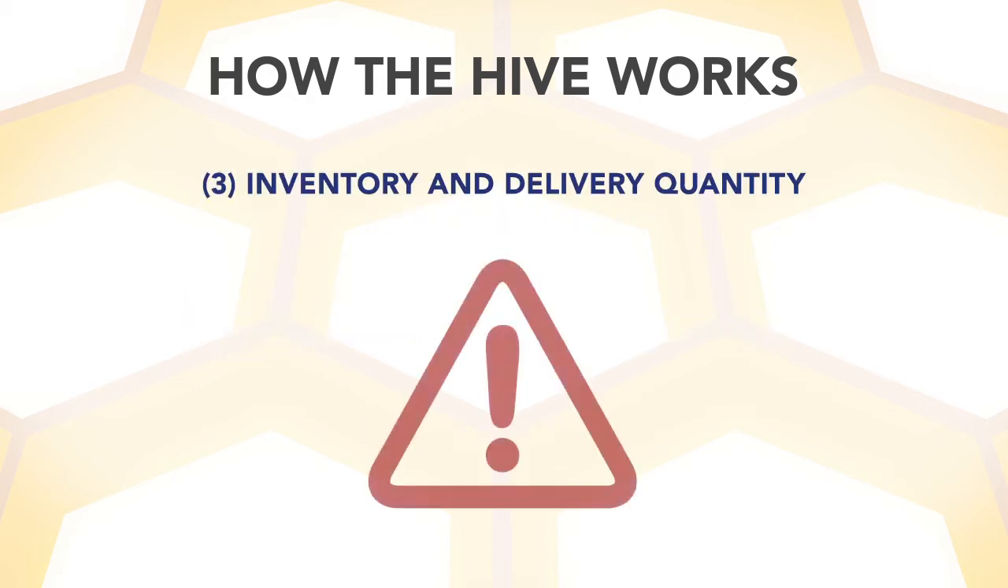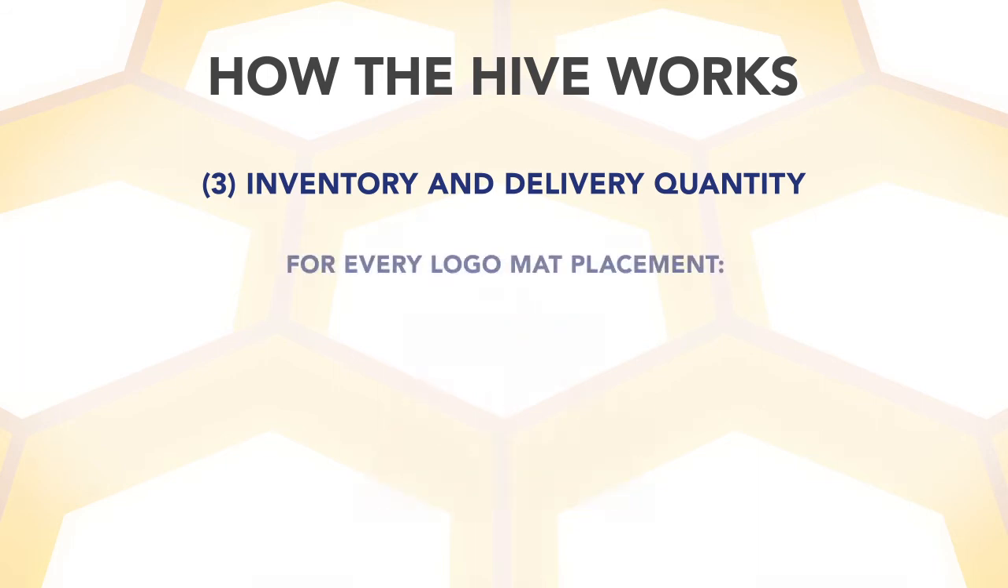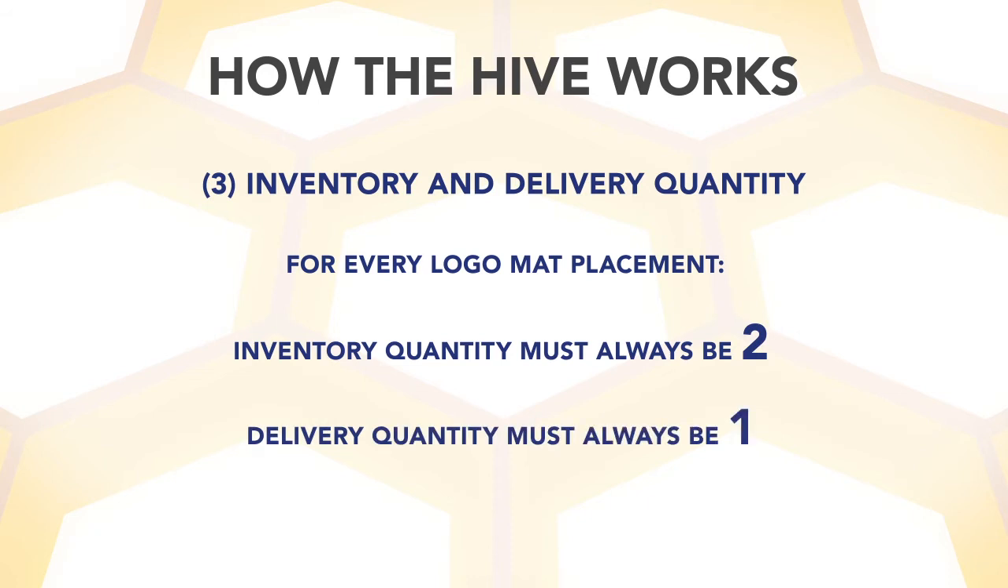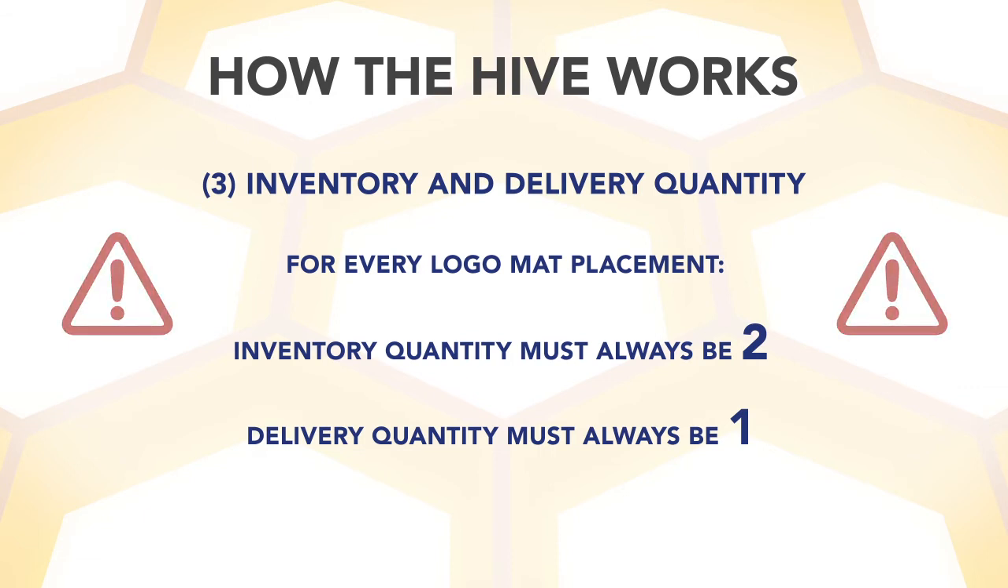Lastly, an error will occur if the inventory quantity and delivery quantity are incorrect. For every logo mat placement, there should be 1 line item with a total inventory quantity of 2 and a delivery quantity of 1. Why? Because each placement has a home in the honeycomb and Hive. Every placement represents 2 mats, one with the customer and one with us in the plant. The Hive doesn't recognize an inventory or delivery quantity outside of 2 and 1 respectively, and will not update accurately when the data transfer occurs.